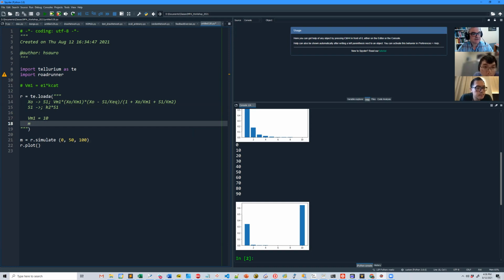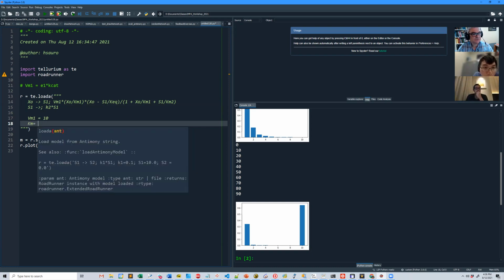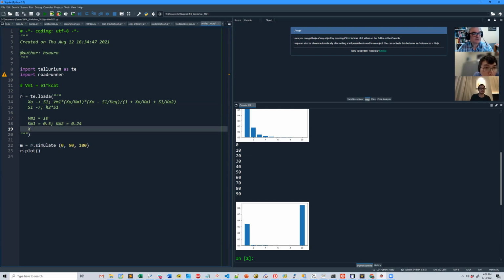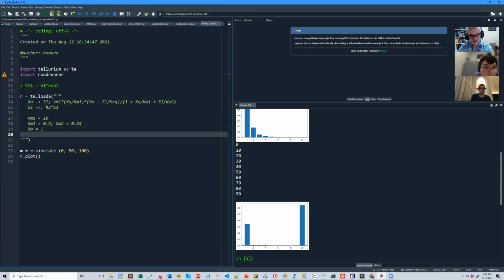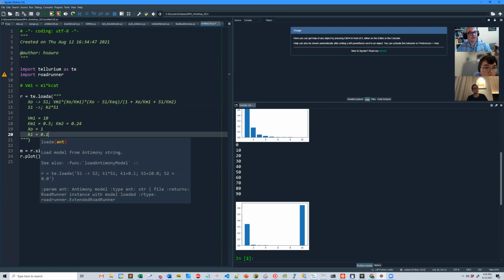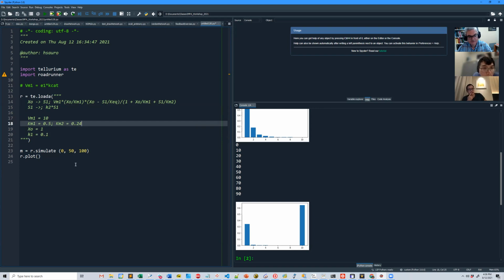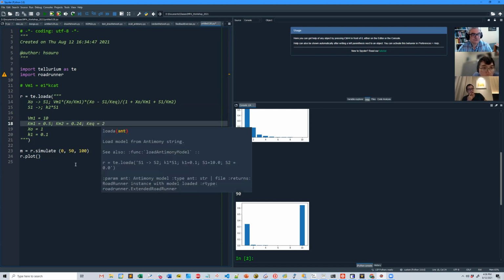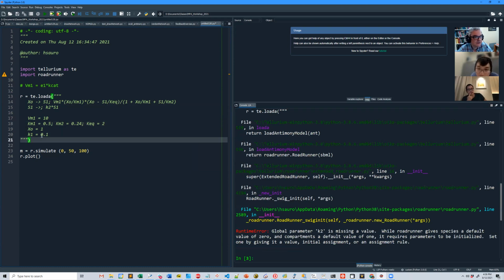I'll just set these to 0.5. We'll mess with these a little bit later. X0 equals 1, K2 equals 0.1. Let's see what that does. Maybe I've missed out the equilibrium constant. Equals 2. There you go. Let's see what we get. Oh, I missed out, yes, 2. Okay, good.